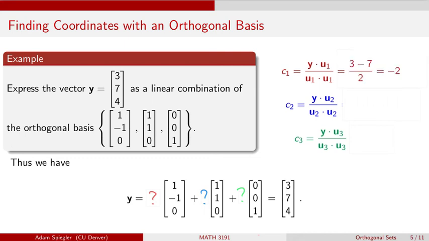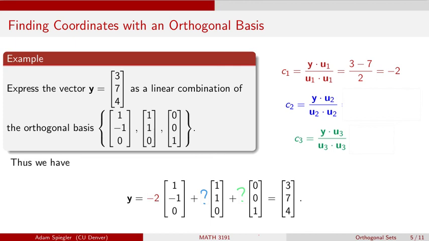So that calculation I've computed over here. And you can verify that taking the dot product of y with u1 would be 3 minus 7 plus 0. So that 3 minus 7 comes from that inner product. And then the inner product of u1 with u1 would be 1 plus 1. And that's where the 2 comes from. So for c1, we get minus 4 divided by 2. That gives us minus 2.